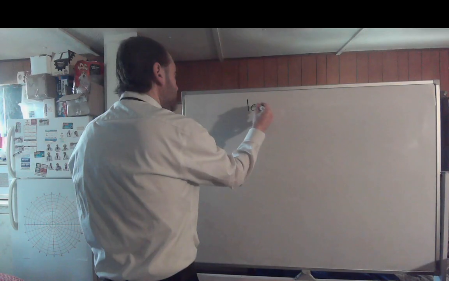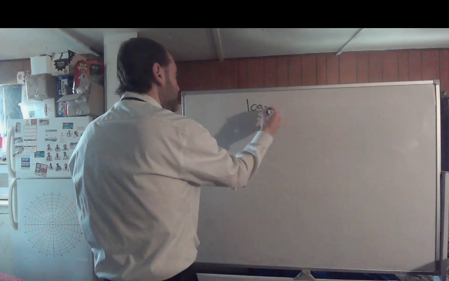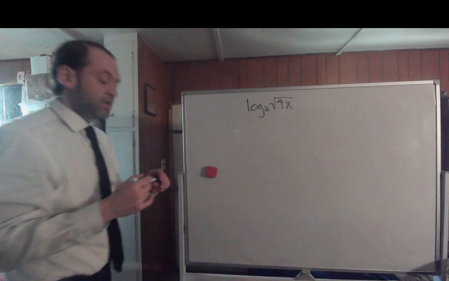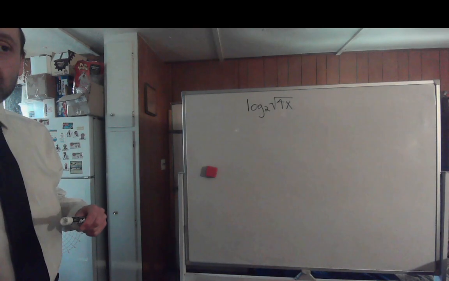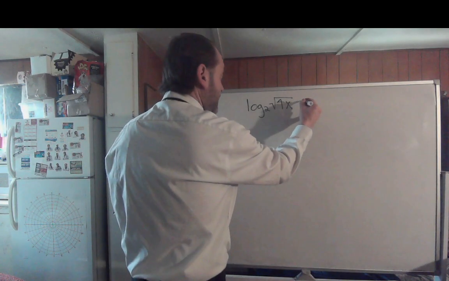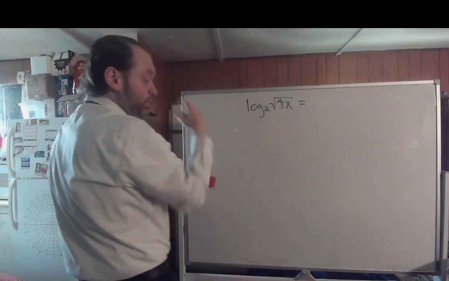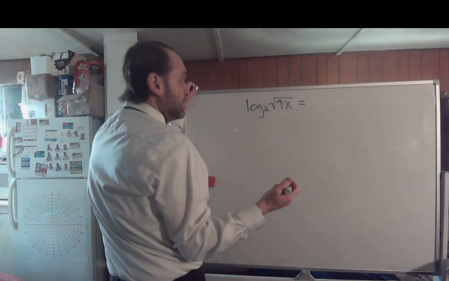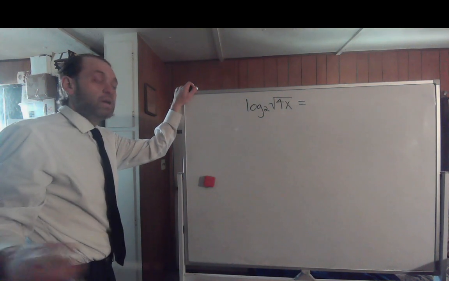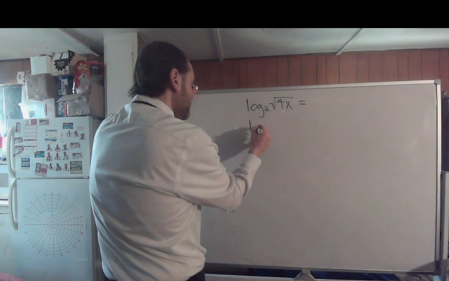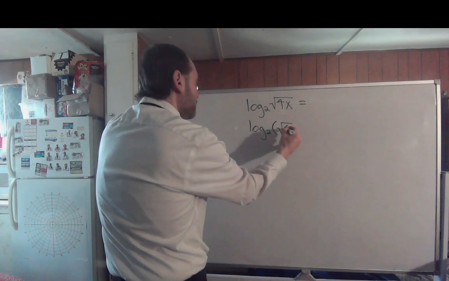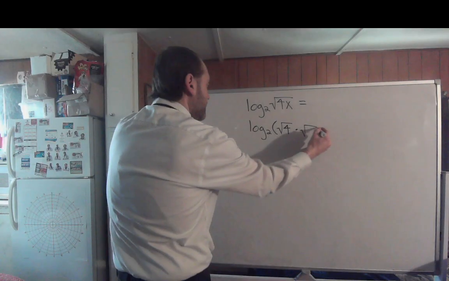Alright, we have log base 2 of the square root of 4x. So we have log base 2 of the square root of 4x. Well, you have actually a power rule. You have a product rule. Remember, square roots you can separate into the separate square roots. So this would be log base 2 of the square root of 4 times the square root of x.